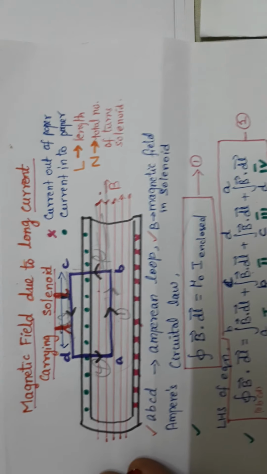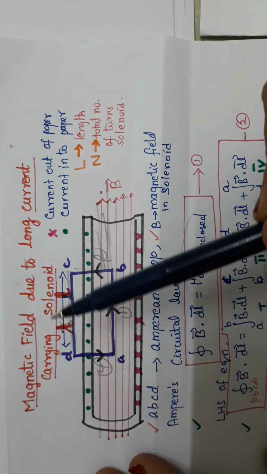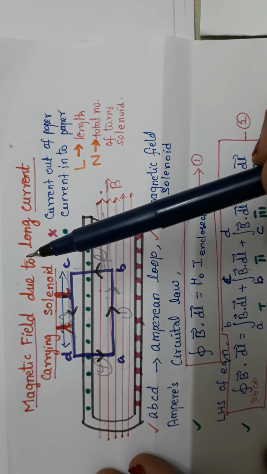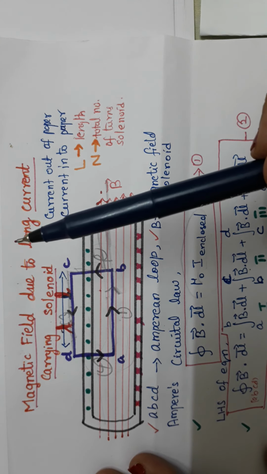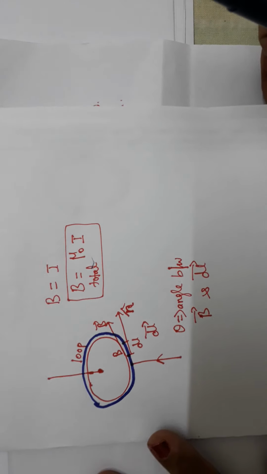Children, we are going to derive the formula for the magnetic field due to a long current carrying solenoid. In the previous class, I taught you Ampere's circuital law and about the solenoid, right? Quickly, let us recollect Ampere's circuital law. Now, you look at this diagram, children.